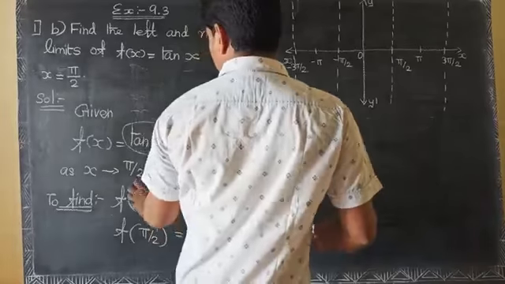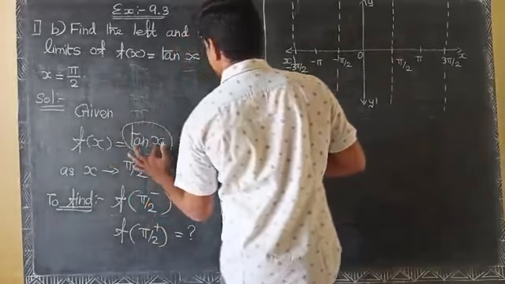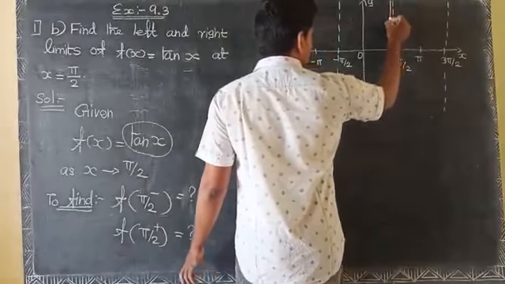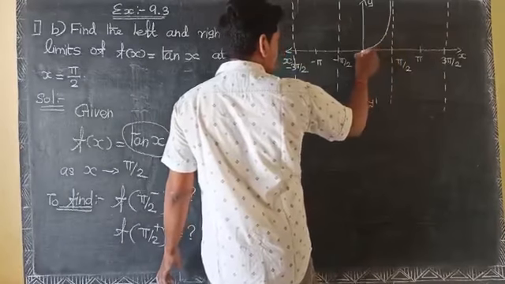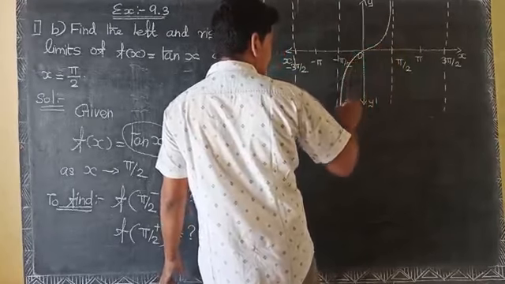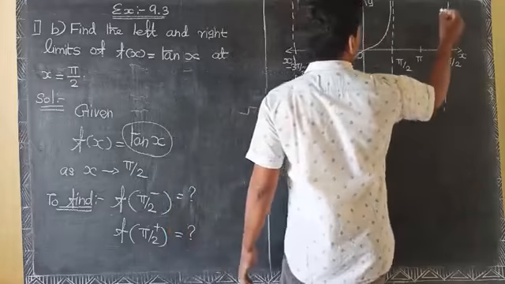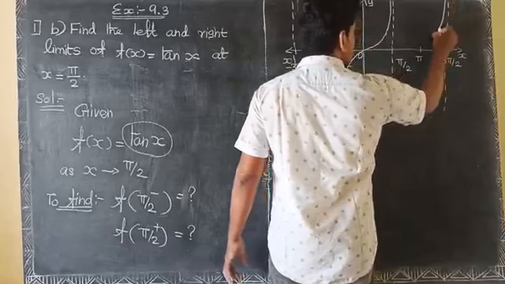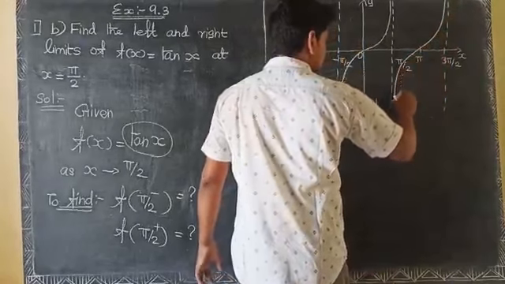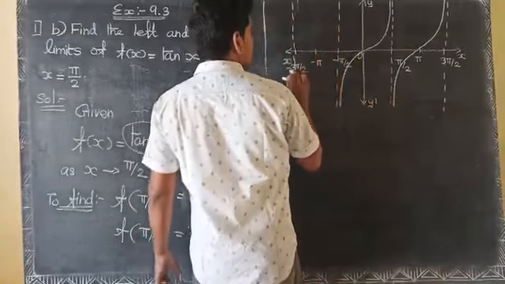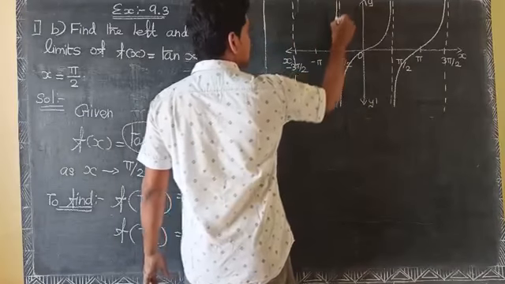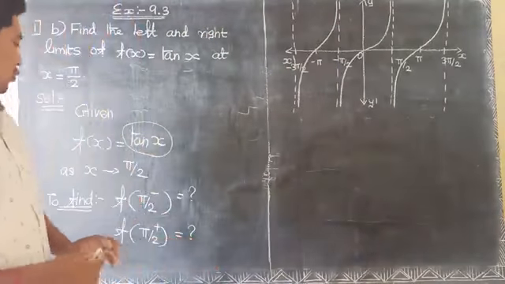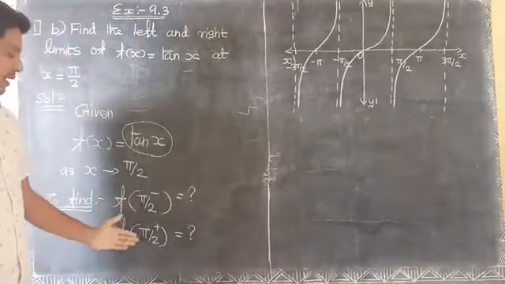Here we know the curve of tan x: tan 0 is 0, tan of minus pi by 2 is minus infinity. Then another one, from pi by 2 to 3 pi by 2, is similar, and from minus 3 pi by 2 to minus pi by 2 it looks like this type.